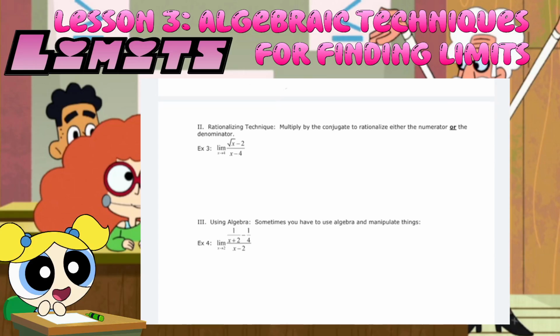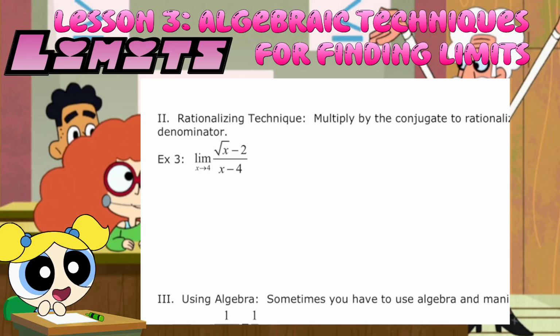A lot of people get in an uproar over here because they're like, but why would I do that? My denominator is rationalized. That's rationalizing my numerator. Well, I know, but buckle up, buttercup. What's going on? If we try direct sub, we get root 4 minus 2 over 4 minus 4, which is 2 minus 2 over 0, which is 0 over 0 in indeterminate form.